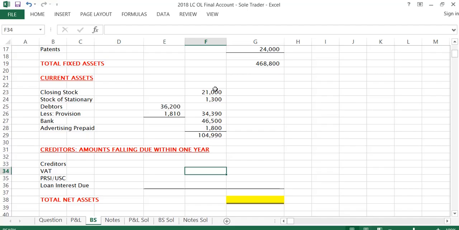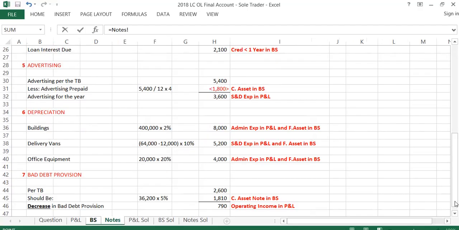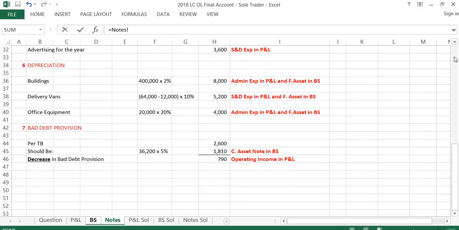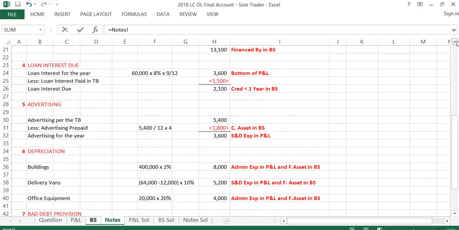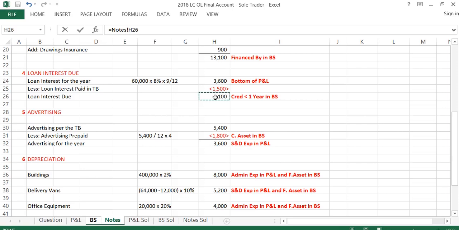Next, we have our current liabilities, or our creditors' amounts due within 1 year. Creditors will always go here, 22,400. VAT, in this question, is a credit balance, which means it's a liability, and usually it's a liability, but not always, 15,300. PRSI USC, again, is a liability, a credit balance of 9,600. This is all money that we owe in the short term. And the loan interest due, again from the notes: the loan interest for the year was 3,600, but we paid 1,500. So what's still due is 2,100, and that will go in our balance sheet.